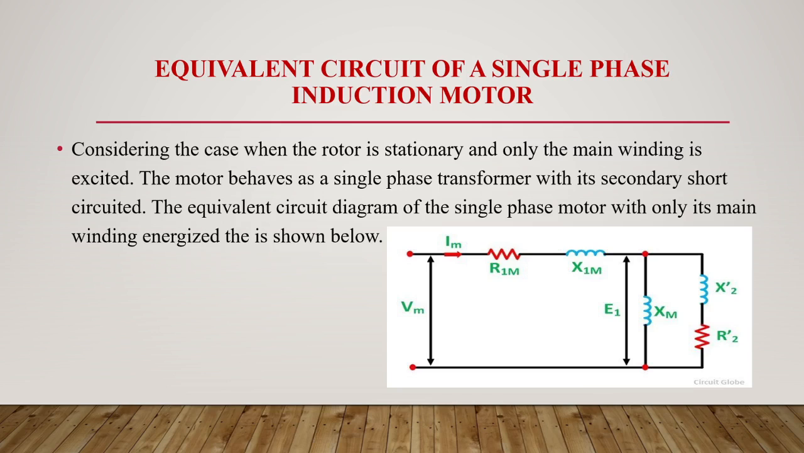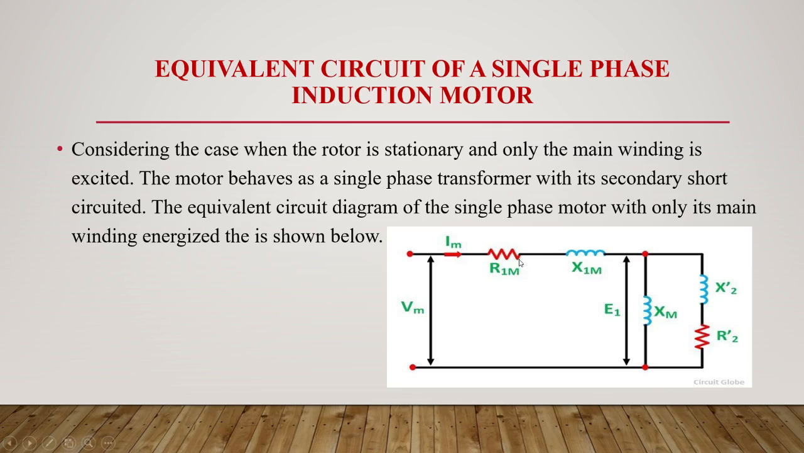So what we are doing, we are considering a case when the rotor is stationary and the main winding is excited. The main winding is nothing but the stator winding. So we are exciting the stator winding and the rotor winding is stationary. Now it is behaving as a single phase transformer with its secondary short circuited. So the equivalent circuit diagram of single phase induction motor with only its main winding energized is shown below.